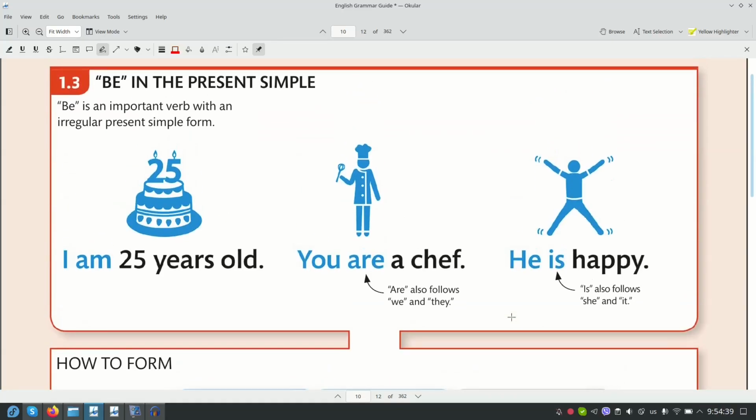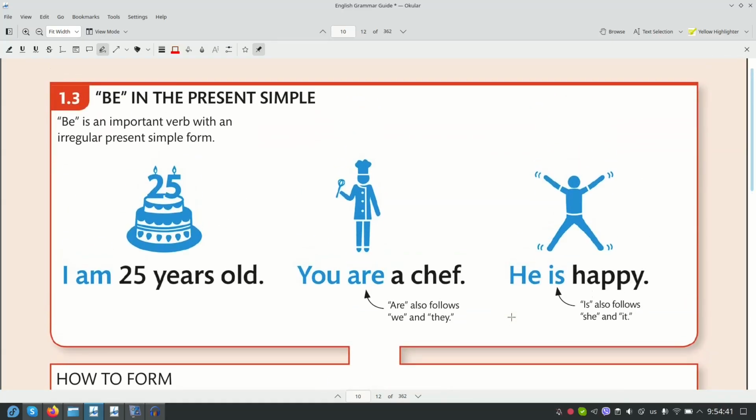Okay, now let's talk about the verb to be in the present simple. Be is an important verb with an irregular present simple form. For example, I am 25 years old. You are a chef. He is happy. So you see, for each pronoun from these examples, you use a different form of the verb to be in the present simple. So you have to remember.